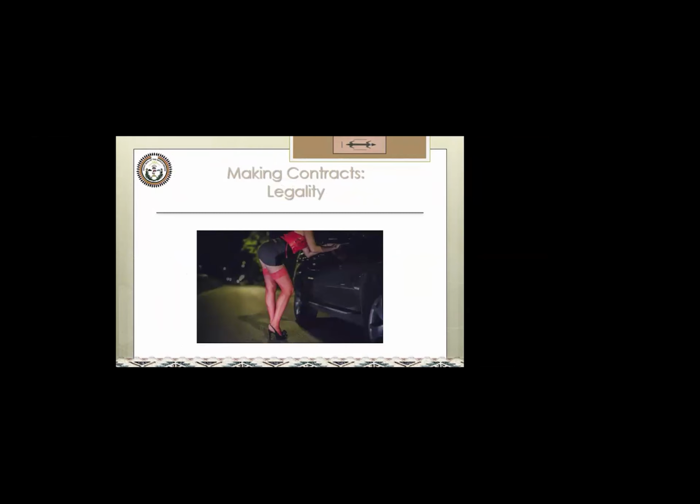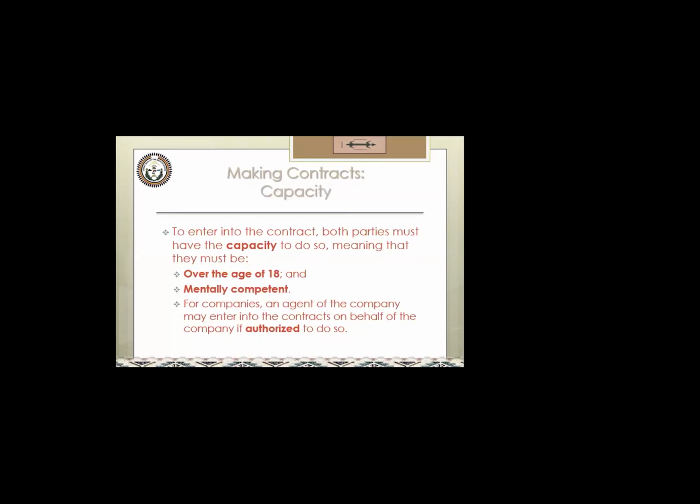Your contract cannot be illegal, right? A primary example is contracts for prostitution, something, again, you learned in law school: it's illegal, it's against the law. So you can't have a contract that violates the law and be enforceable at the same time. So the other thing is capacity, right? You have to have the capacity to enter into a contract. And typically, what courts will say is that you will have capacity as long as you're over the age of 18 and you're mentally competent.